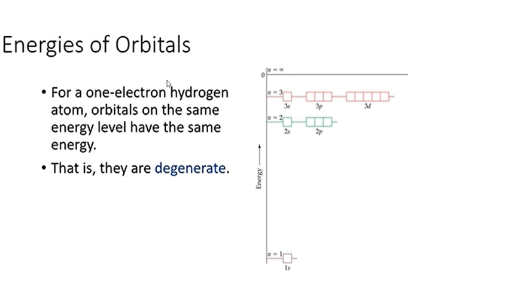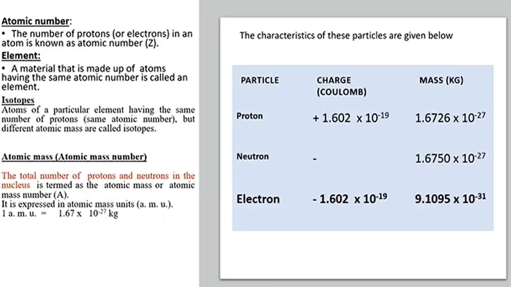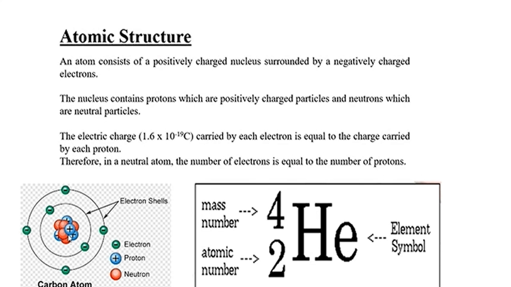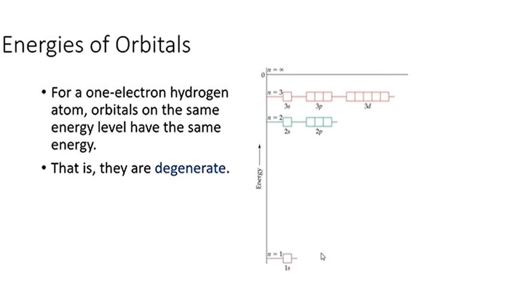So these are the energies of orbitals. Here we already identified this model: inside the nucleus you have protons, and you have electrons around the nucleus, right? This is the model that we discussed. This is the energy level. That means if you want to fill an electron into an atom, this is how electrons are filling, right? So this is the energy level.